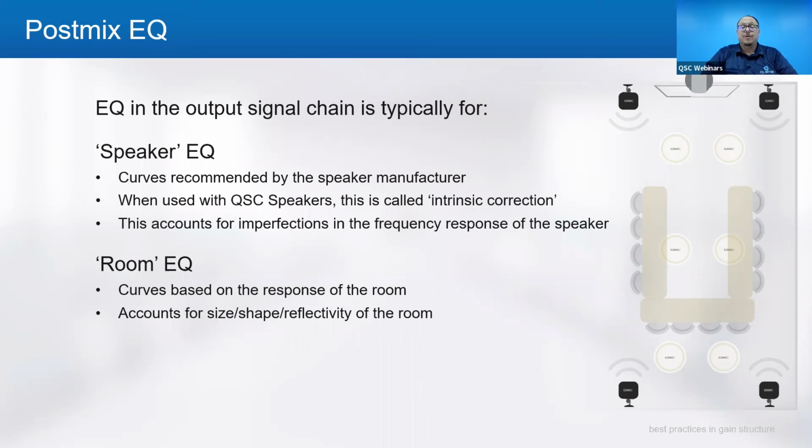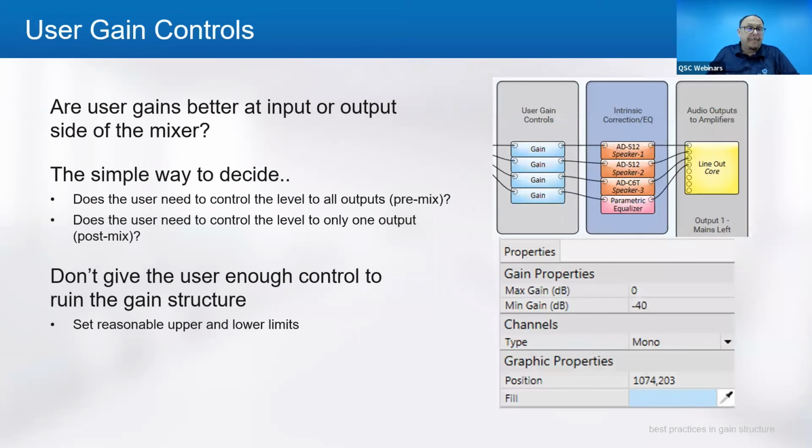And then there's also, you're going to do a little bit of room EQ, right? So every single room is going to react differently to the sound pressure that's being put into it. So that's where, if you've got extra reflectivity, you're going to notch some problematic frequencies out, stuff like that.